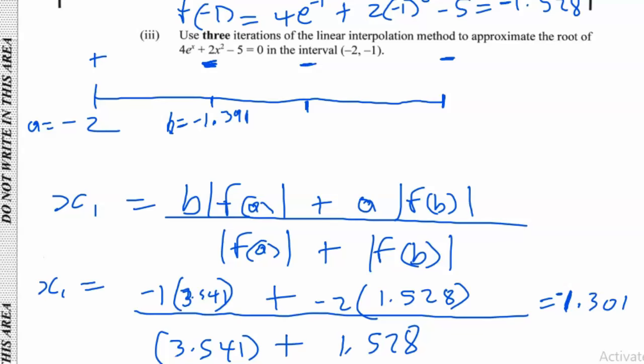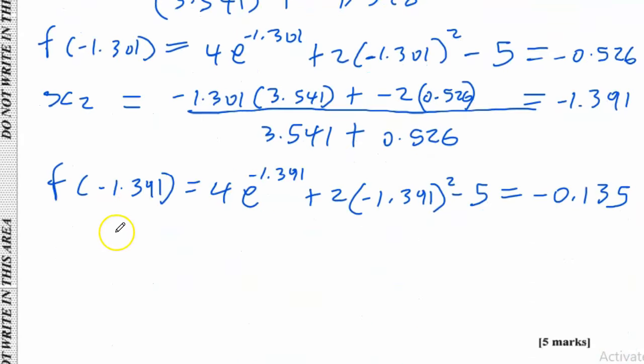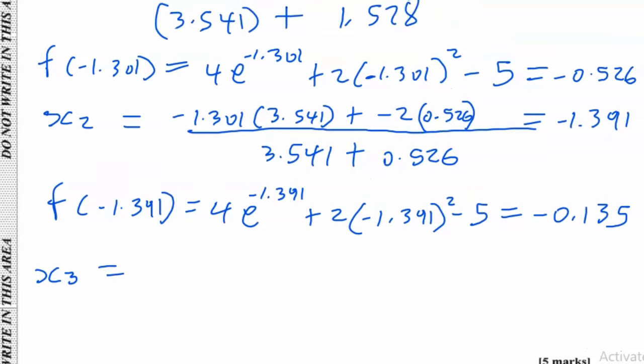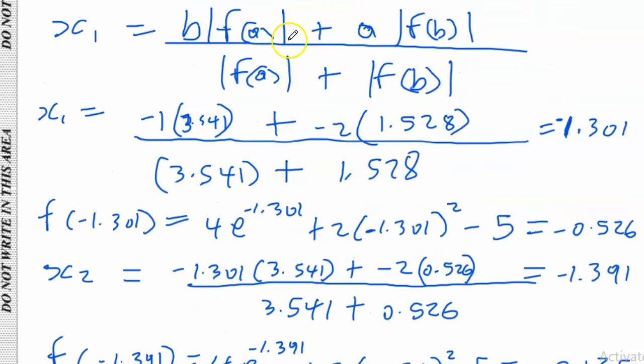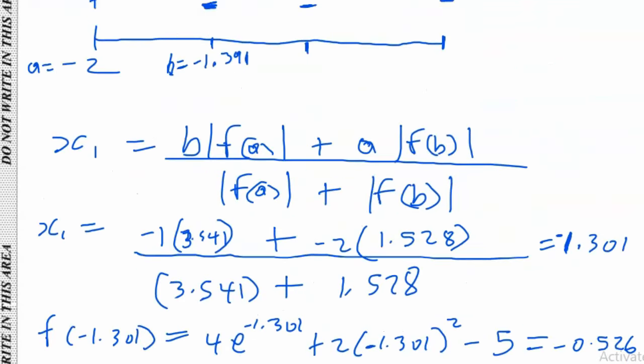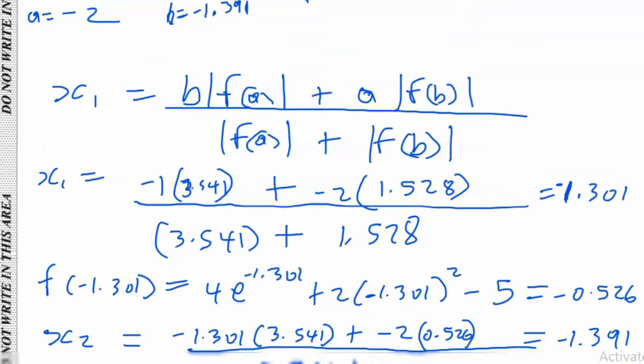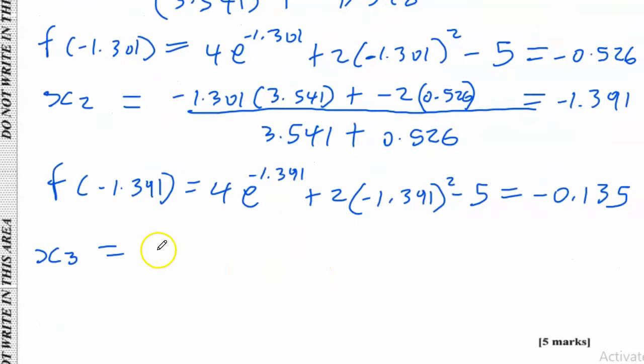So we're going to use the final iteration, the third and final one. This time, so x subscript 3. Again, same formula we're using. It's just that this time b is negative 1.391 and a is the lower limit there at minus 2. So b, negative 1.391, same formula, minus 1.391 times f of a, and f of a doesn't change. f of a is still 3.541.